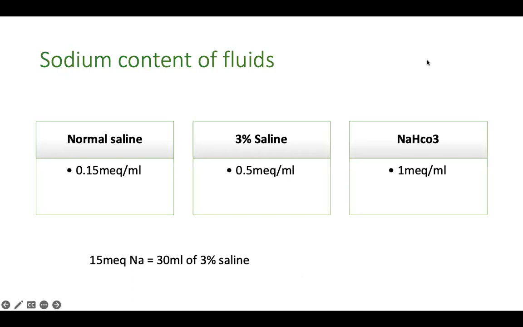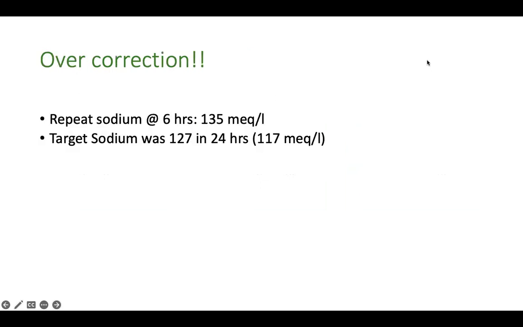And we should know that normal saline contains 0.15 milliequivalent per ml of sodium. 3% saline contains 0.5 milliequivalents per ml of sodium. And soda bicarb contains 1 milliequivalent per ml of sodium. So here this child requires 15 milliequivalents of sodium in 24 hours. That means the child requires 30 ml of 3% saline. Since half of it was planned for the first 8 hours, 3% saline was started at 2 ml per hour.